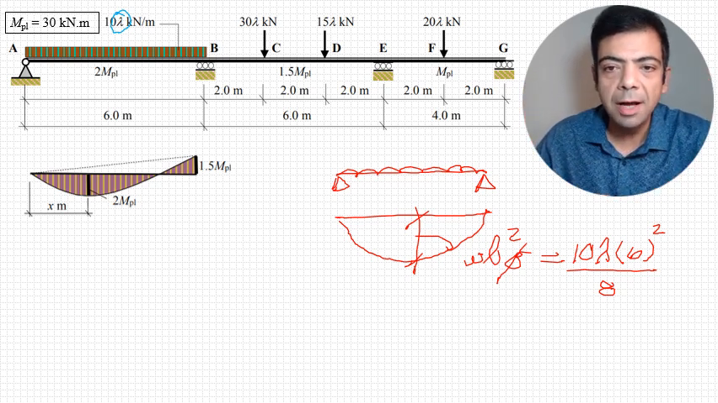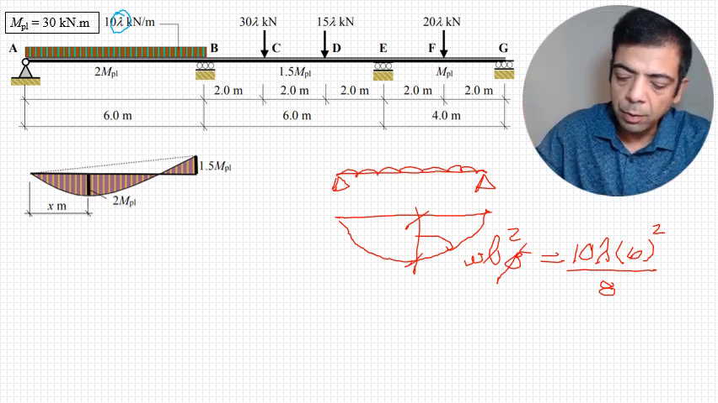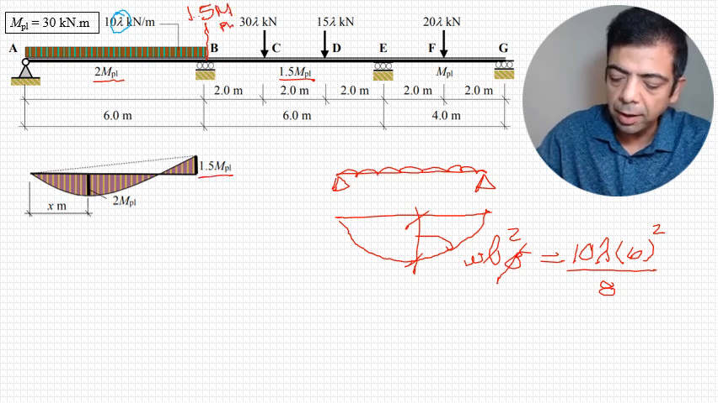But this beam is not simply supported. We mentioned that at this side, I'm going to take the smaller of 1.5 M plastic and 2 M plastic. So this is going to be 1.5 M plastic. So I got it here.